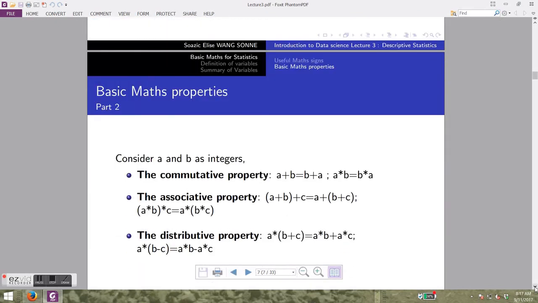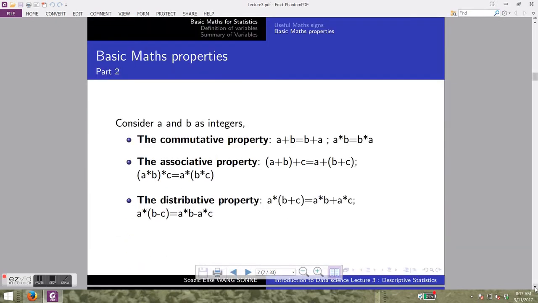Another basic math property: if you consider two integers a and b, the commutative property says you have the possibility of permuting two numbers that you're adding up or multiplying. For instance, a plus b is equal to b plus a, and a times b is equal to b times a. So you can permute the way you're adding up two numbers.